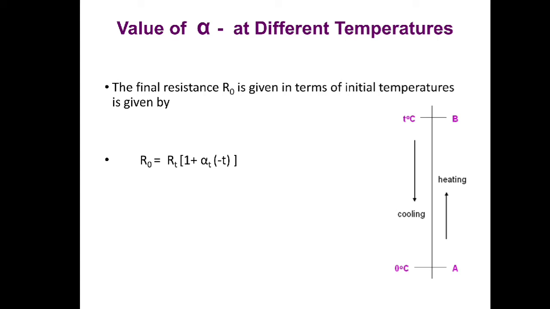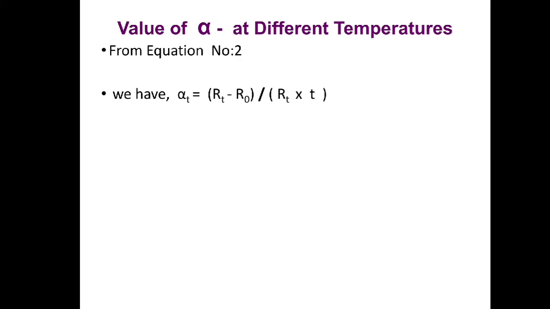That means R_0 is equal to R_t into (1 + alpha_t into minus t), because the temperature is decreasing in nature. Let it be represented by minus t. So therefore R_t into (1 minus alpha_t into t). Let it be equation number 2.